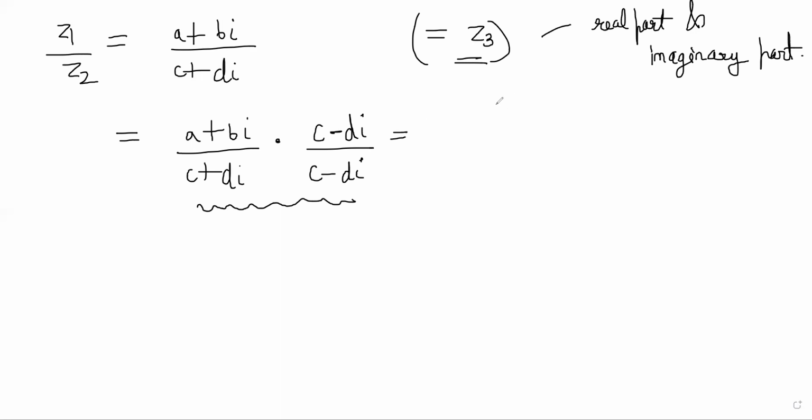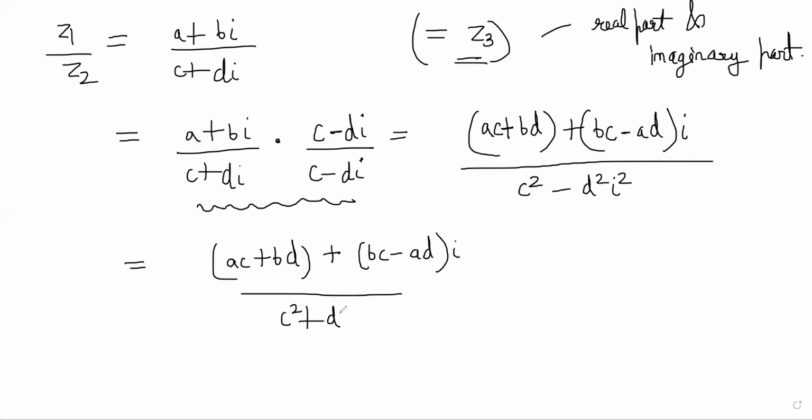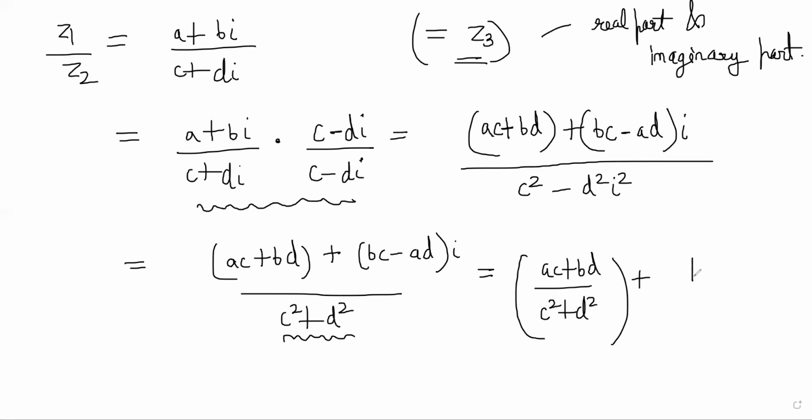So if you do this multiplication, you will realize that it becomes AC plus BD plus (BC minus AD) I on top, and divided by this becomes C square minus D square I square, and I square is -1, so this becomes (AC plus BD plus (BC minus AD) I) divided by (C square plus D square). So now this has become a real number. So we can just separate the thing into two separate fractions. And you can say (AC plus BD) by (C square plus D square) plus I times (BC minus AD) by (C square plus D square). This becomes your new complex number because this is real and this is real.